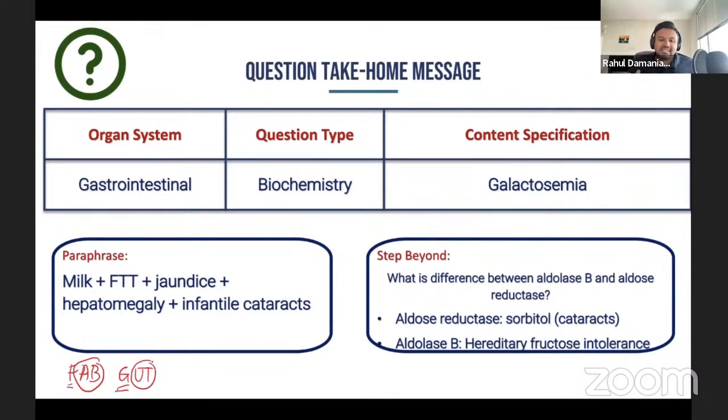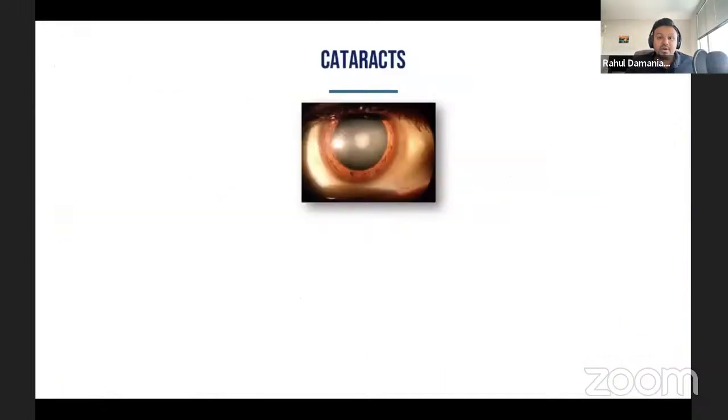Remember that if they ask you what the mechanism behind the cataracts is, it's going to be the increased amount of the osmotically active sugar, sorbitol. That brings me to a very important integration, and we're going to go through all of the USMLE questions related to cataracts.